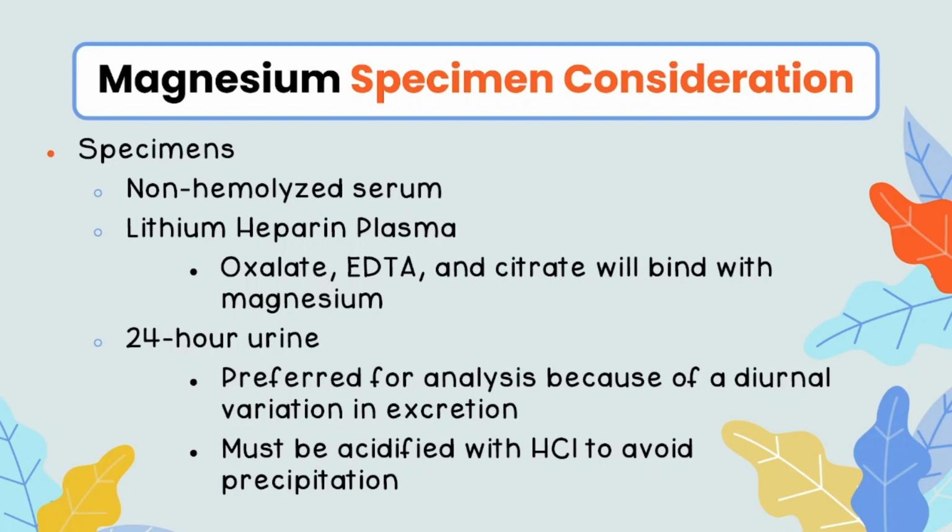So, specimens that can be used for magnesium, kids, take note, it is emphasized here: non-hemolyzed serum. Why? Let's go back to where magnesium is found. It is an intracellular ion. So, if your sample is hemolyzed, there is release of your magnesium, which will falsely elevate your magnesium concentration. Magnesium concentration inside your erythrocyte, kids, is 10 times greater than that found in your extracellular fluid. So, of course, a hemolyzed sample is not allowed.